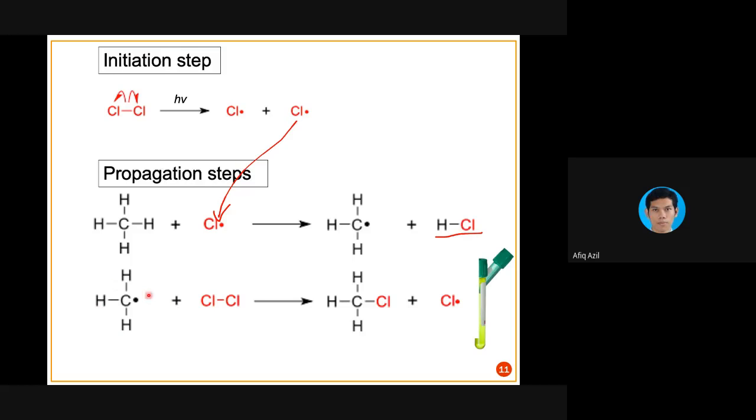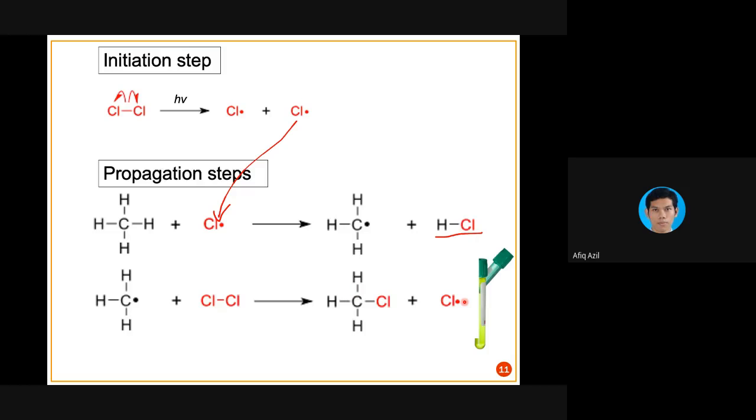So once you have this carbon free radical, it will react with some of the chlorine atoms that are present. When you do the reaction, you don't just put in one molecule of Cl. There will be thousands of molecules present in the reaction. So this will be another molecule of chlorine. Hence, you will get your product, which is the haloalkane, plus another chlorine free radical.